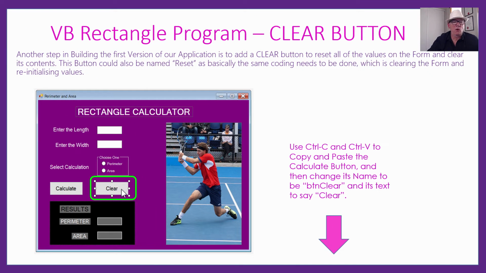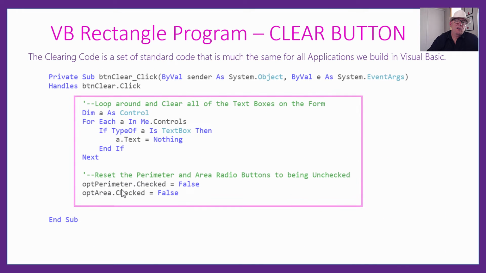So that'll just set up our form. Quick, easy, copy and paste the calculate button, we're ready to go, and we've got a clear button called BTN clear.